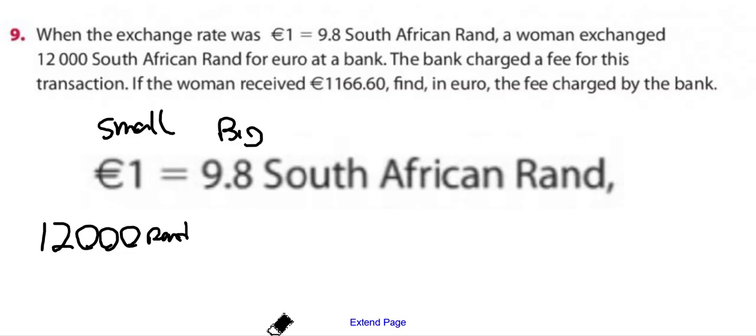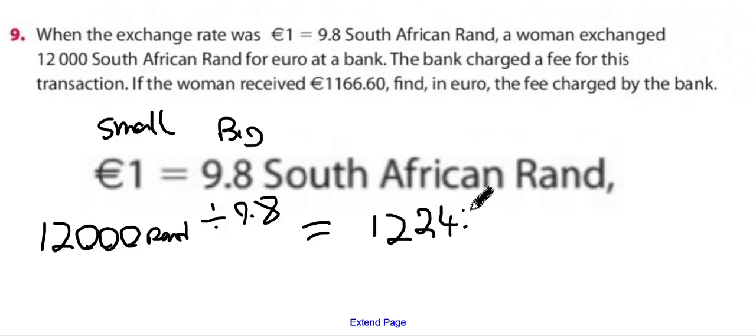So you have a choice. You either divide by 9.8 or you multiply by 9.8. And we all think it's divide. So everybody divide that by 9.8. And what do you get? 1,224.489. So €1,224 and 49 cents.